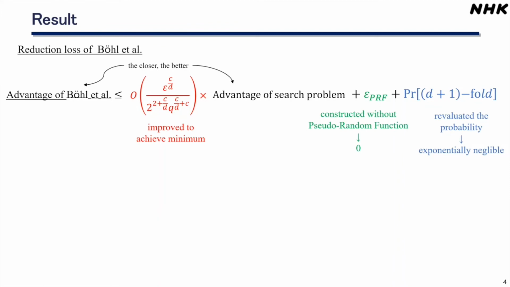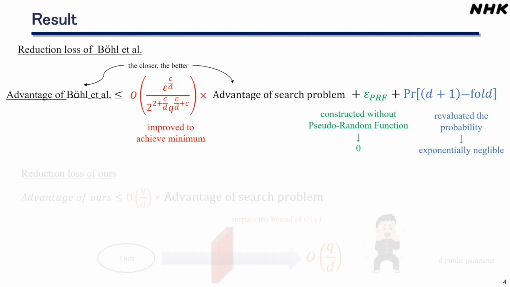First, for the green term, epsilon PRF, the loss is due to the use of a pseudorandom function, and we reduce the loss to 0 by constructing the scheme without the pseudorandom function. For the blue term, we reevaluated the probability to be exponentially negligible. And for the red term, we improve this probability to achieve the minimum.